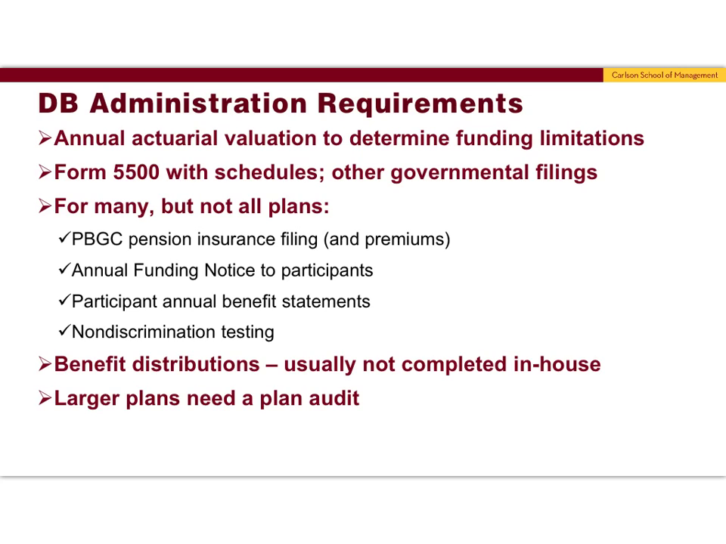In addition to the actuarial valuation report, DB plans also are required to file a Form 5500 with various attachments, and for many, but not all plans, there are other administrative requirements such as Pension Benefit Guaranty Corporation, or PBGC, pension insurance filings and premium payments, an annual funding notice to participants which summarizes the actuarial report results, participant benefit statements which show their pension benefit accrued to date, and non-discrimination testing. Some of these administrative requirements are unique to DB plans, like the PBGC premiums and annual funding notices, while others are required of DC plans as well.